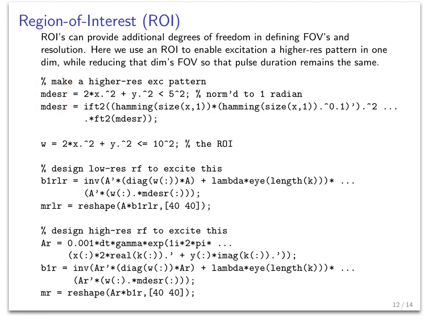First I'm going to build a higher resolution excitation pattern. This is essentially the same code that I did before, but now I am not going to use a full Hamming window in one direction. You'll notice that the key difference between M desired and M desired R here is that I'm going to take the 0.1th power of the Hamming window along only one direction. So this pattern is going to end up being sharper, or higher resolution, in one direction.